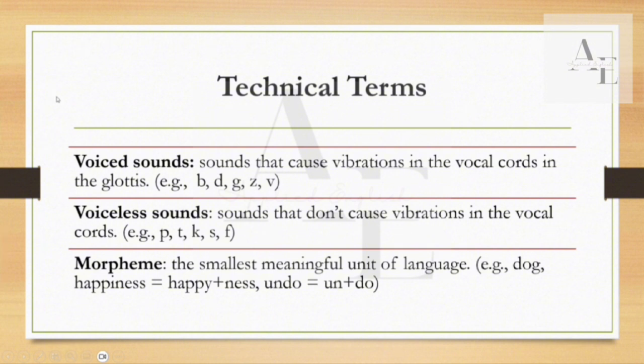We have voiced sounds. Those are sounds that cause vibrations in the vocal cords in the glottis, like b, d, g, z, and v. If you put your hand on your throat while uttering these sounds, you're gonna know what these vibrations mean. So the vocal cords are أحبال صوتية and the glottis is المزمار. It's a part of the vocal tract.